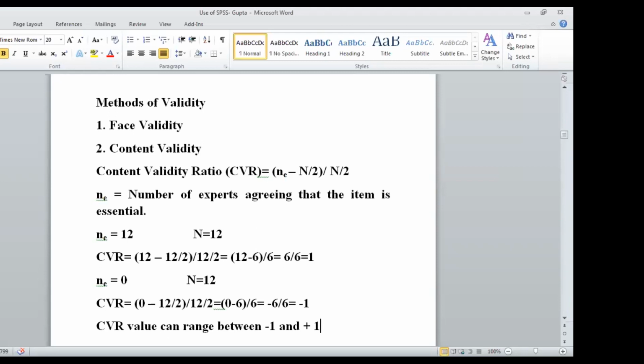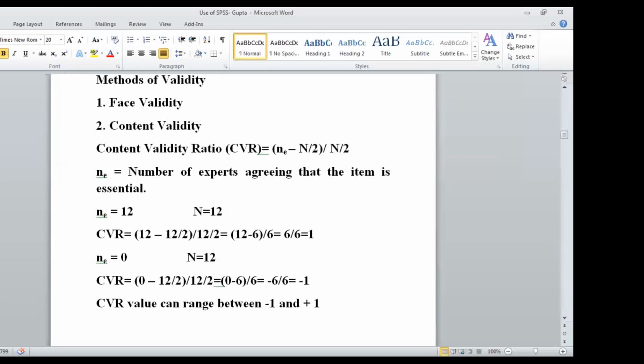It can be established for the test, for the scale, for the inventory, but not for the schedule, that is, observation schedule, interview schedule, and questionnaire. You cannot. Okay. So these are the two methods I have explained to you.